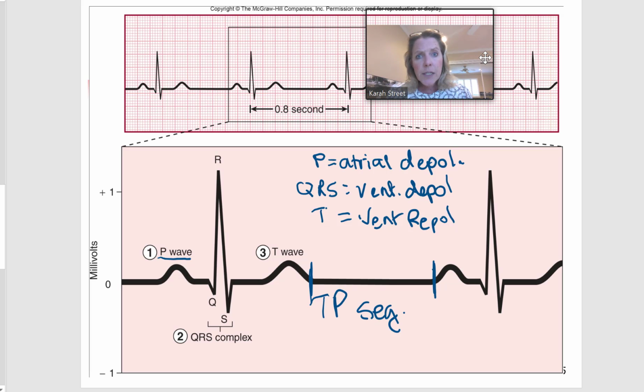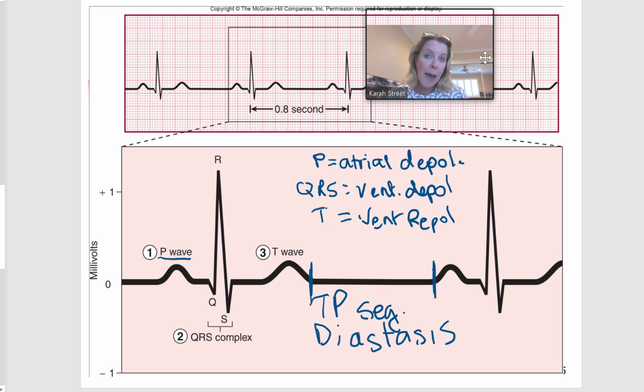Students look at this flat line and they think, well, electrically, nothing is happening. True, electrically, nothing is happening. That's why the pen is flatlined. But something very important is going on during this resting time. That flat line, that TP segment, represents diastasis, a word I told you about on Monday. Diastasis is when all four chambers are relaxed.